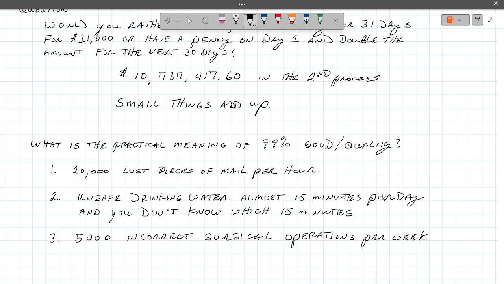$5,000 incorrect surgical operations. So, anybody been in the hospital lately for anything? Got a prescription. They always ask you for your name, your birthday, and all that stuff to make sure they're giving you the right prescription. And they also sometimes will ask you what the prescription is.